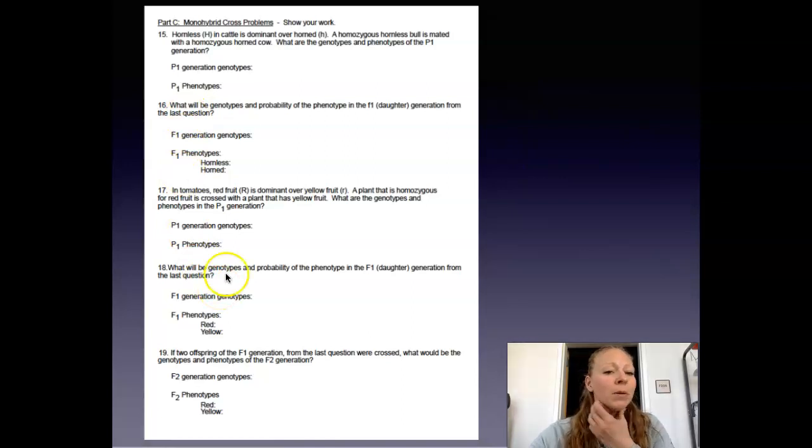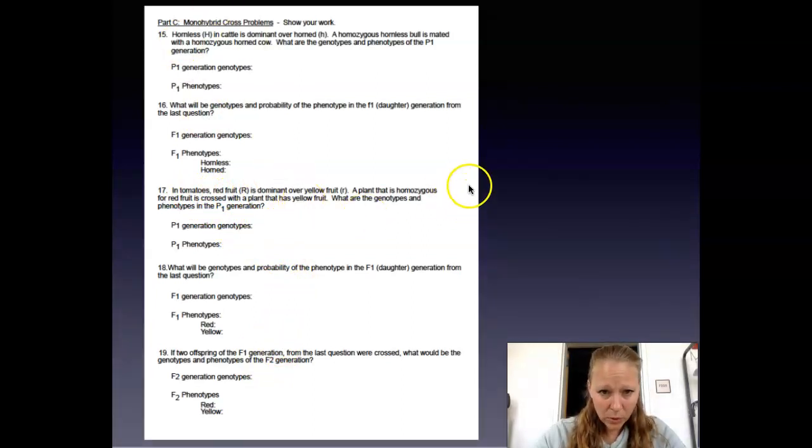Let's go through, and I'm going to do number 17 for you, or with you, because it's just a little bit confusing. There's a lot of steps. So in tomatoes, red fruit is dominant to yellow fruit. So a plant that is homozygous for red fruit. So let's draw this out. Red fruit is dominant. So let's go capital R is red. Little r is yellow. I'm just going to put yellow.